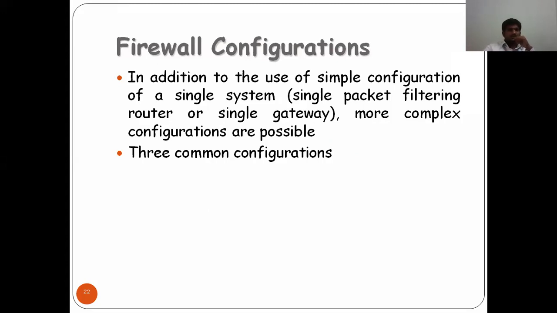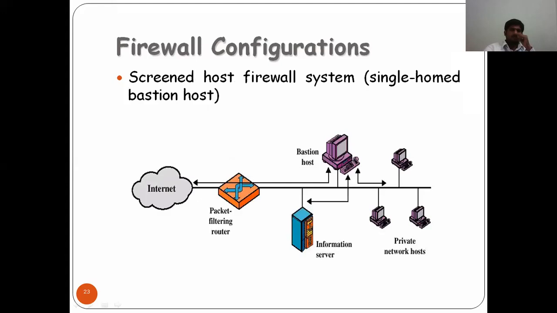In addition to the use of a simple configuration of a single system, a single packet filtering router or a single gateway, more complex configurations are possible. There are three common configurations. The first one is the screened host firewall system, single homed bastion host.